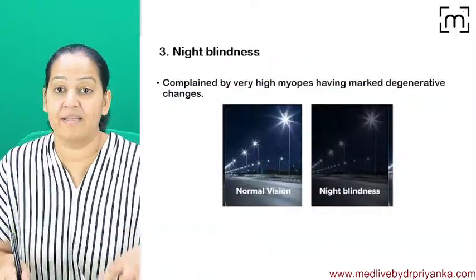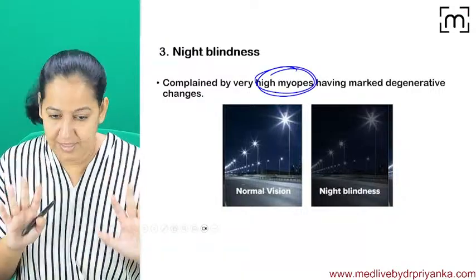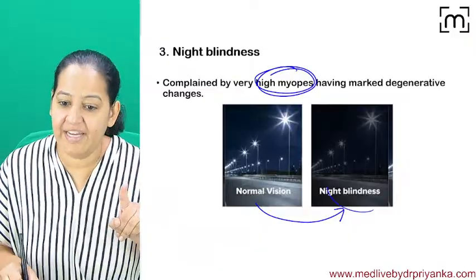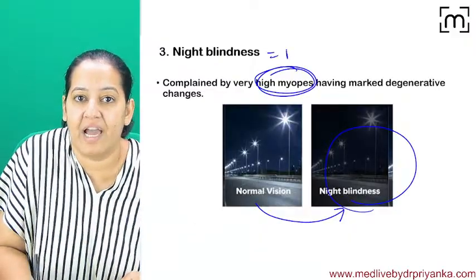And the third is night blindness. In case of very high myopia, the distant vision is defective. That's okay. But you know what is night blindness? During the night, there is blindness. During the daytime, there is no blindness. Night blindness, also known as nyctalopia.